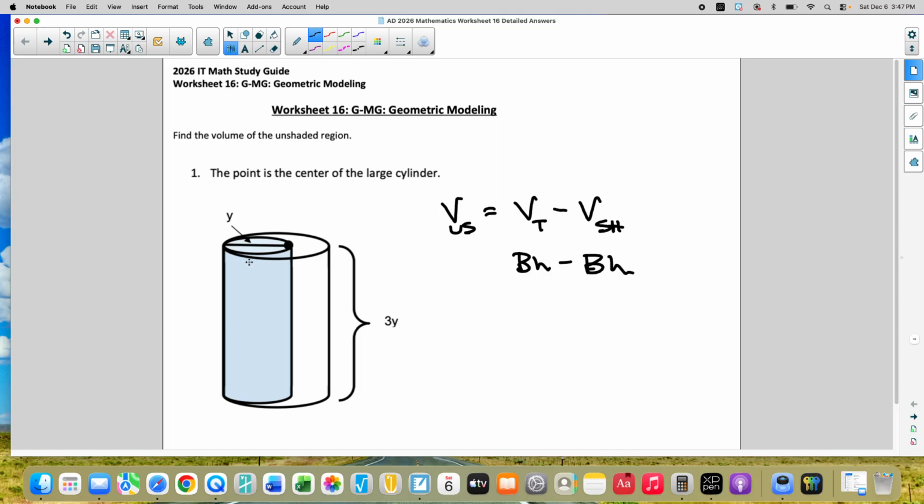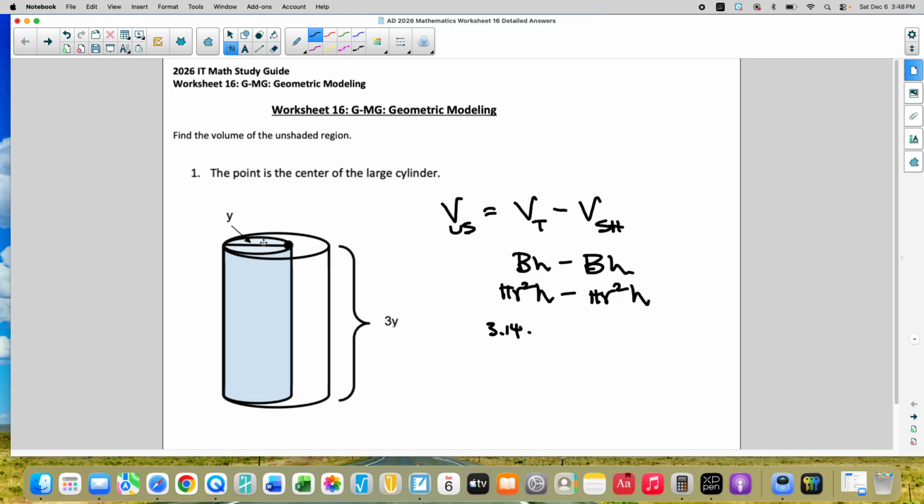So we have these values here, and this is good. Let's fill in stuff. The base shape is a circle, so we have pi r squared h minus pi r squared h. Pi r squared being the base, h being the height of the object. Pi is going to be the same thing, 3.14, in each one.